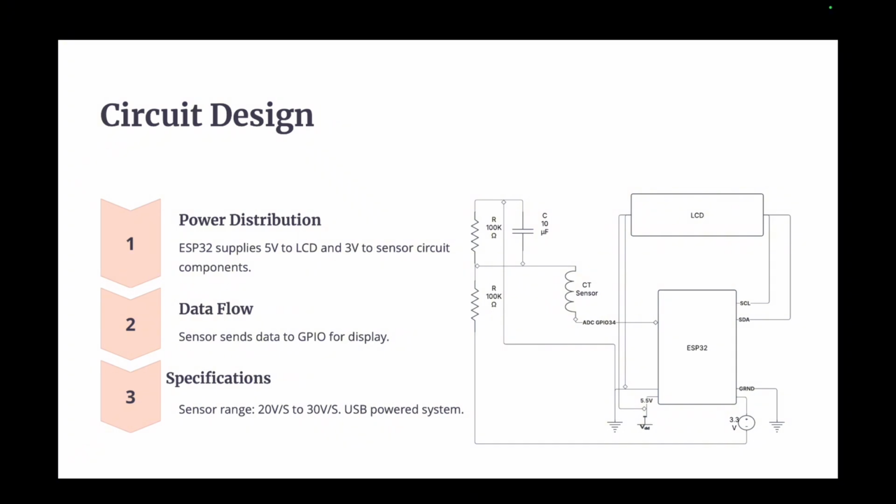The ESP32 microcontroller is the central processing unit for the hardware. It is also connected to an LCD screen that shows more immediate feedback, whereas the cloud environment shows more over-time feedback. The ESP32 is powered through USB and supplies 5.5 volts to the sensor and 3.3 volts to the LCD screen.